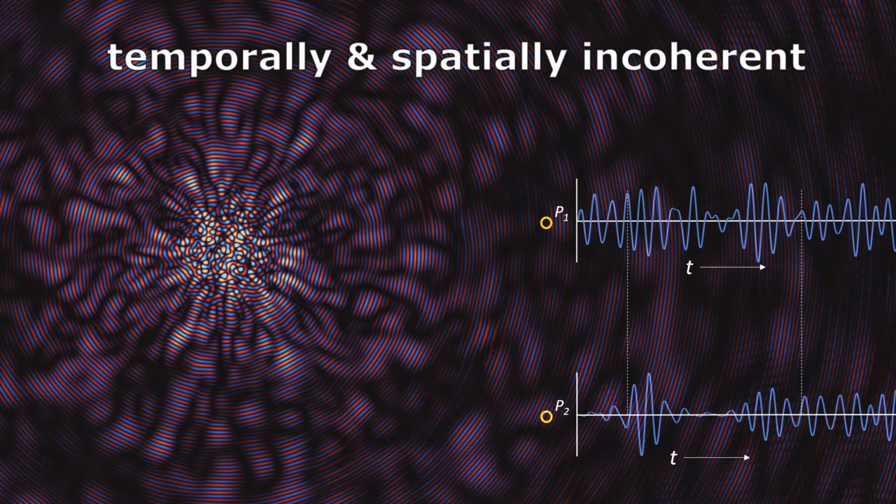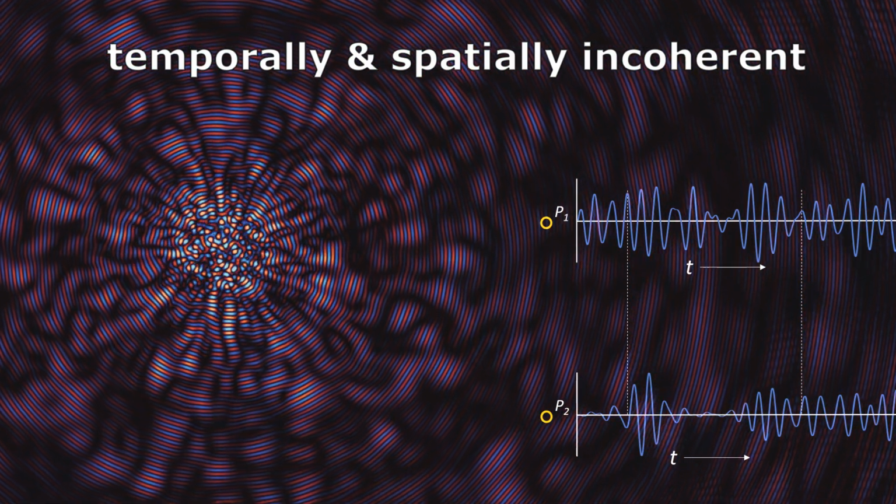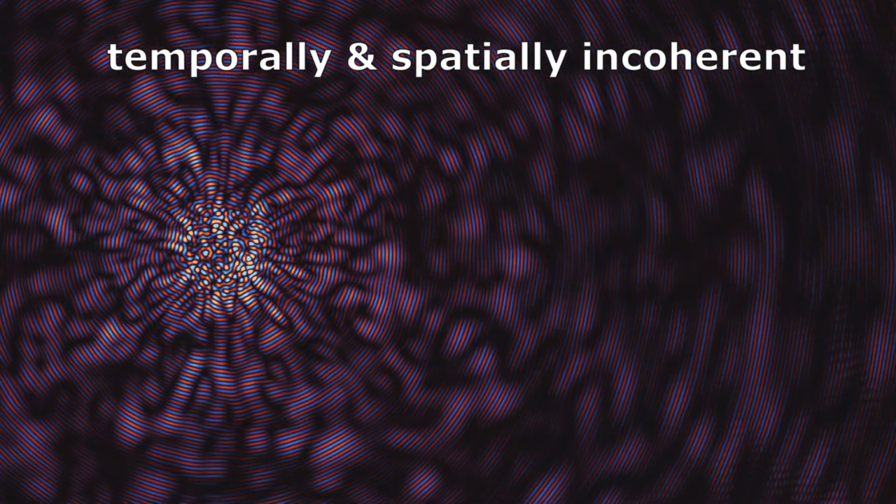And the same is true if we compare the waves that pass two different points in space. So this source is both temporally and spatially incoherent. The temporal incoherence is due to the fact that the source emits more than one frequency, and the spatial incoherence is caused by the fact that not all frequencies are emitted from a single point. Let me show you what I mean with the latter.